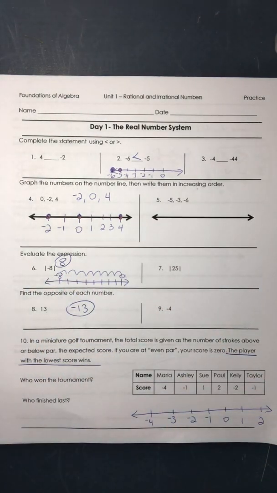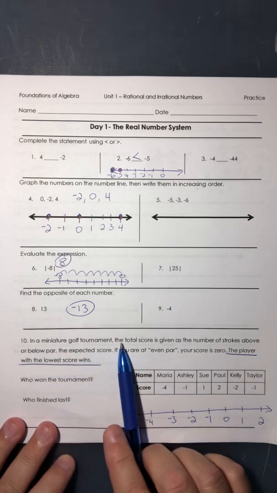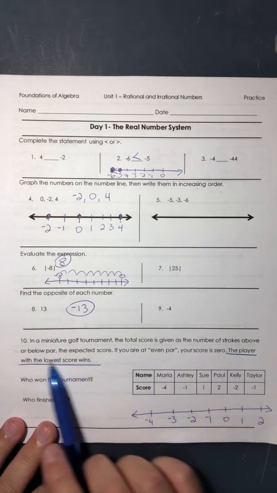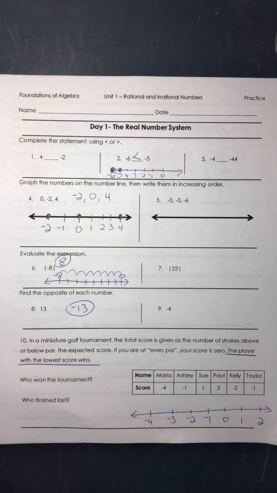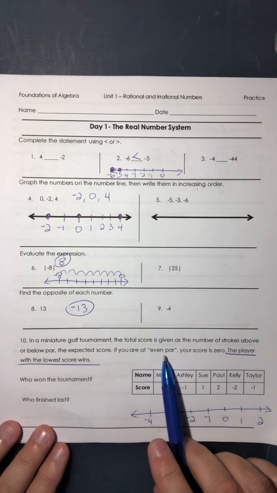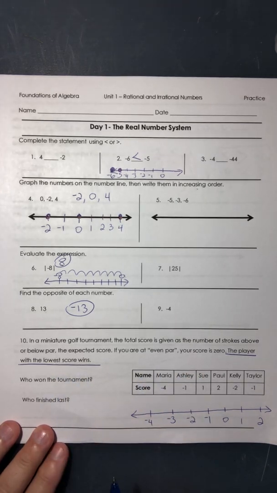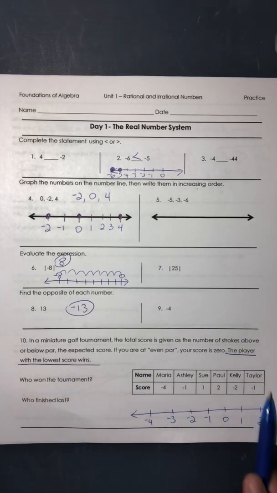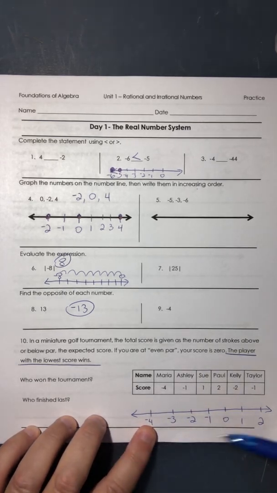All right, so here's a little word problem talking about golf. Some of you may not know how to score golf, but we're going to talk about it. In a miniature golf tournament, the total score is given as the number of strokes above or below par, the expected score. So par means that's the score you should make, okay? If you were at even par, your score is going to be 0. The player with the lowest score wins, okay? So here are all the people that played. Here are their scores. Normally, we think of numbers being on the left as being smaller, and they are smaller, but in this case, that actually means it's a better score.